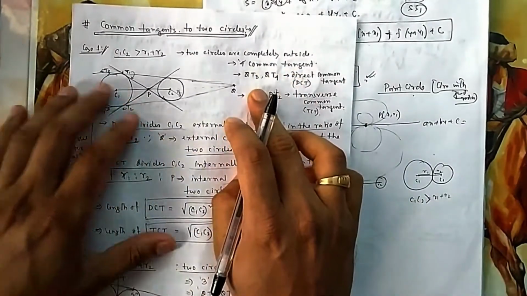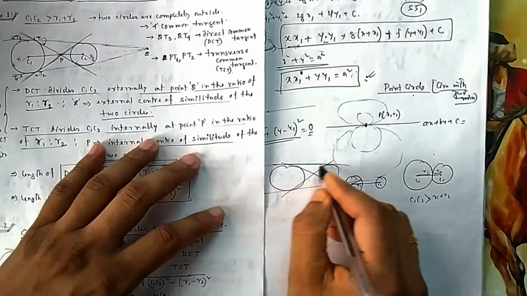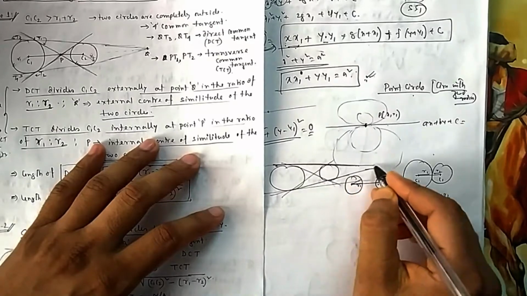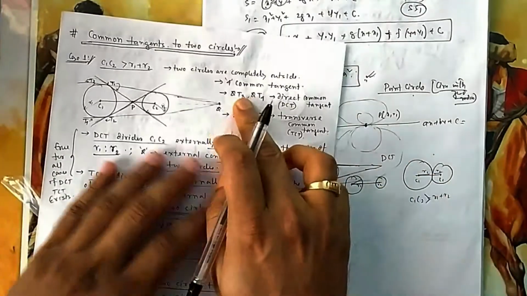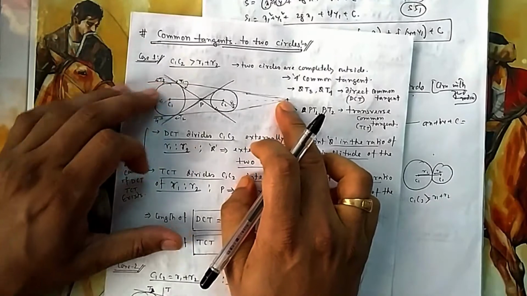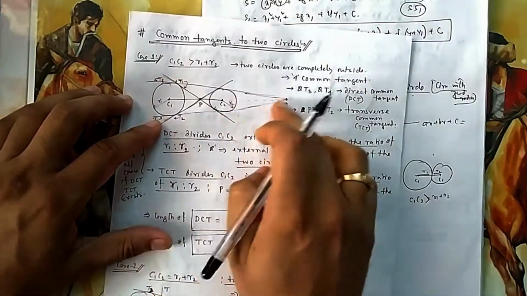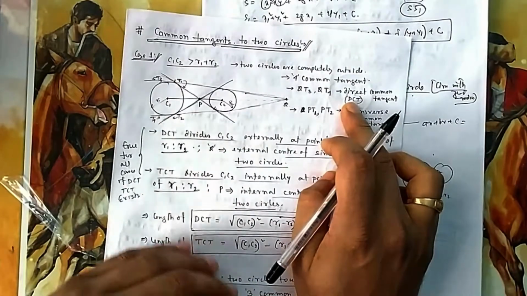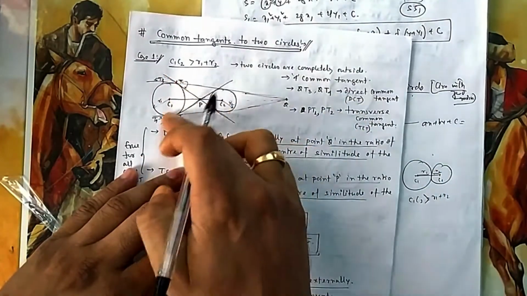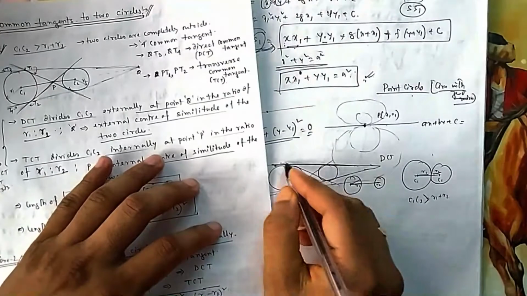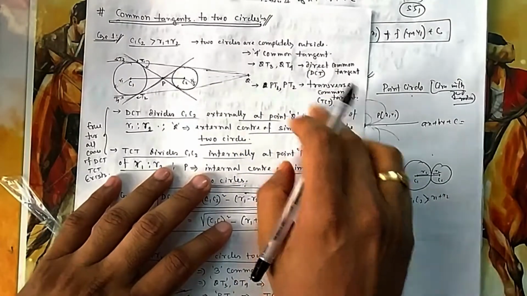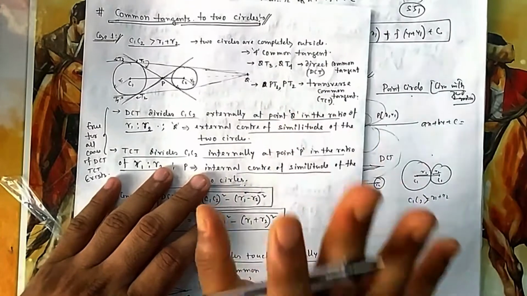There are names for these common tangents. The common tangents which are on the same side are known as direct common tangents, DCT. So there are 2 direct common tangents, here the long lines. Simply you can say DCT, the short form. The tangents which are on 2 sides of the circle are known as TCT, transverse common tangents. So 2 direct common tangents and 2 transverse common tangents, 4 tangents.